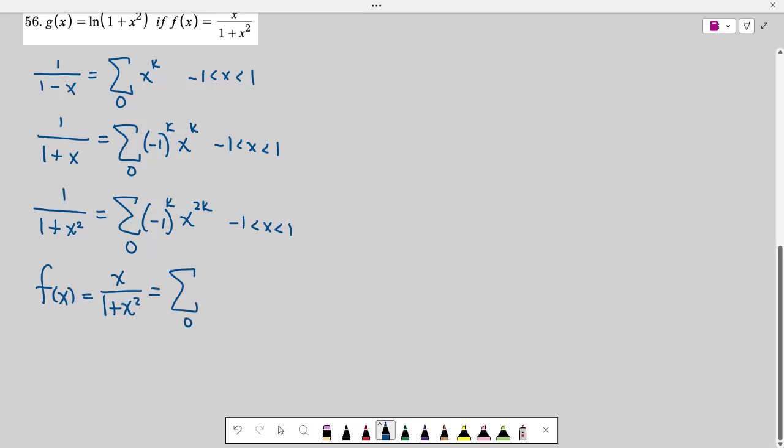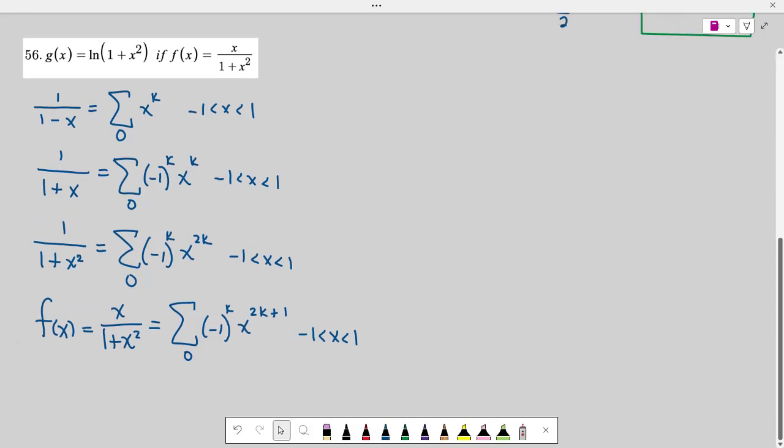Now we have the power series for F. We constructed it. So when we multiply by x, we have to add 1 to the exponent in here, and that is not going to change the interval of convergence. Now we have the power series for F. So it would not be x to the 3k at that point? Not yet.